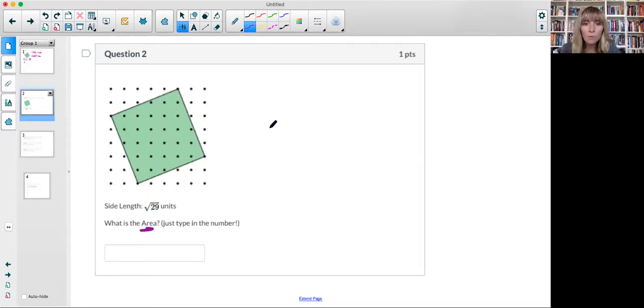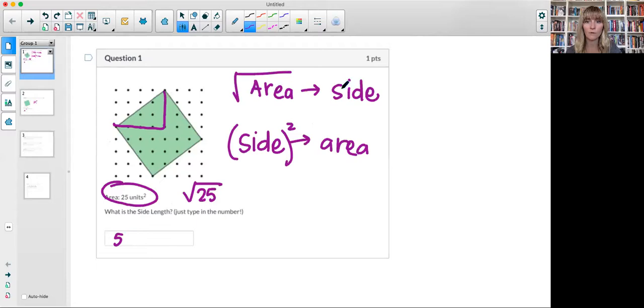But if you know the side length is square root of 29, to get from side length to area, you simply square it. And if this already has a square root and you're squaring, we've learned that those two are inverses of each other. So if the side length is square root of 29, then the area is 29. So really those first couple questions are just testing this idea. Do you understand that square root of area is the side, and side squared is the area, going back and forth, okay?